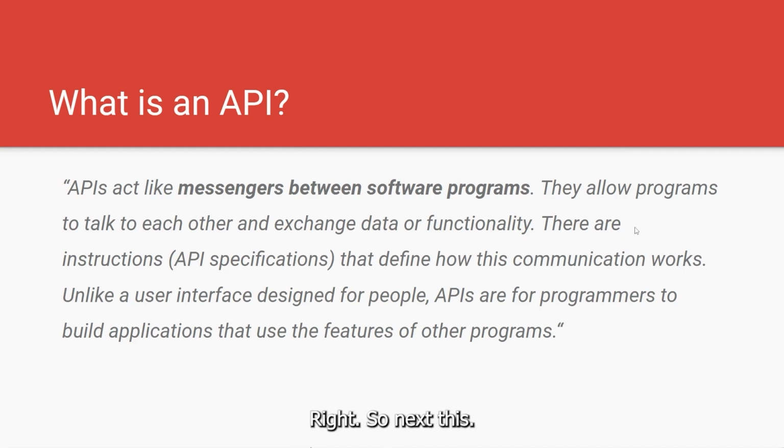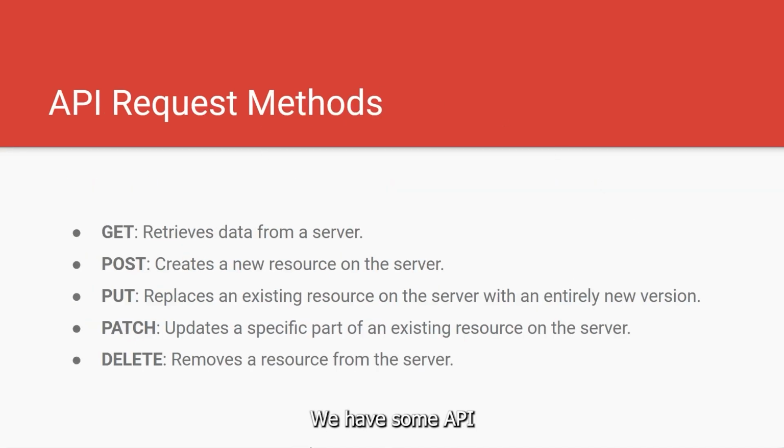All right. So next is we have some API request methods to discuss. So for API request methods, we have things like the get, the post, the put, the patch, and the delete. So let's try and discuss each of these one by one. There are definitely a bunch more methods that may be available, but these are the most common requests that we see in APIs.